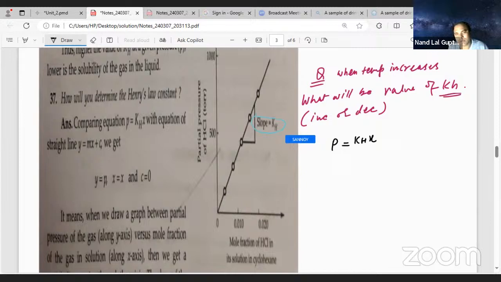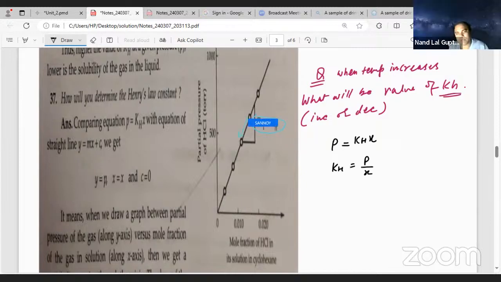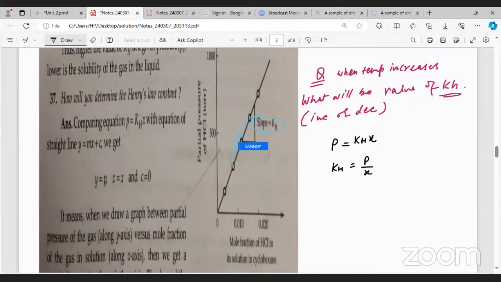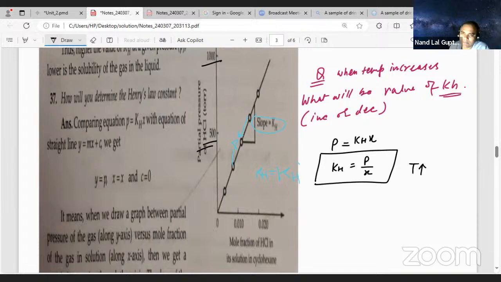KH here is equal to P by x. The slope is equal in both cases, so that is why K is equal to K. But this graph is for constant temperature. Okay, so KH will increase? In the statement, temperature increases. If you are increasing the temperature, the solubility will decrease.